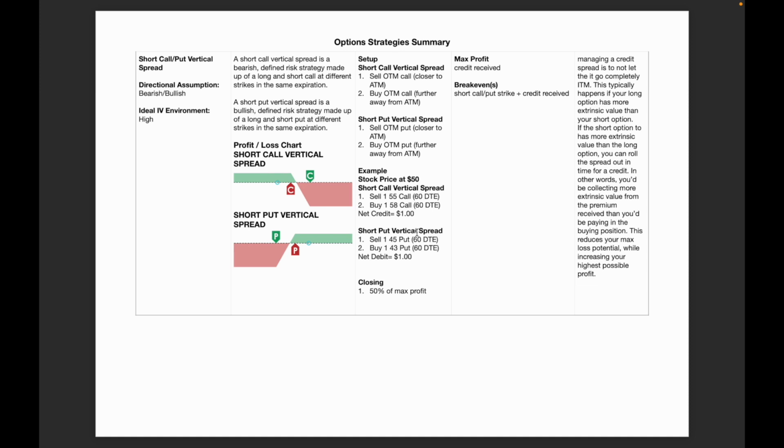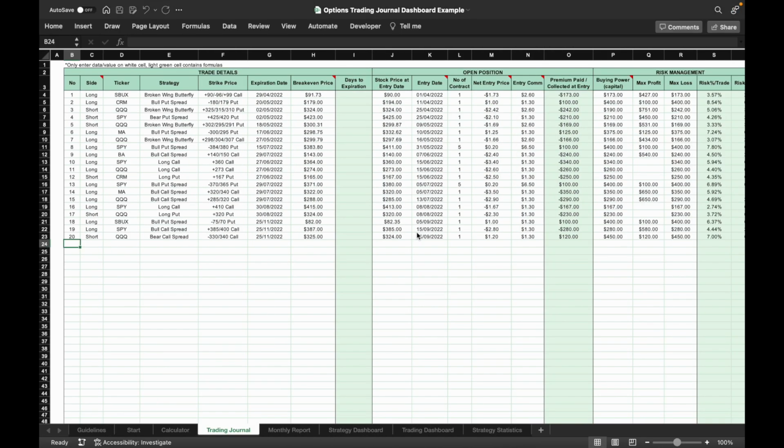A way that I track bull put spread or bear call spread is using an option trading journal spreadsheet. If you want to watch my video on how to set up and use this spreadsheet, do check the link in the description section. So I will do an example here on how to enter a bear call spread and trade with my spreadsheet.